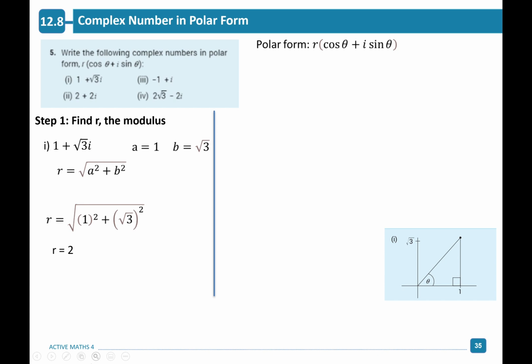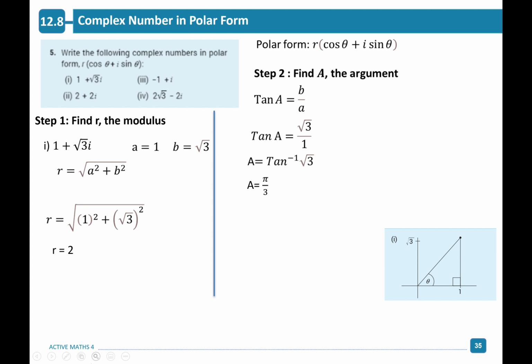We now need to find theta, the argument. To find the argument, we find tan of a is equal to b over a. Substitute in our values for b and a. This gives us tan of a is equal to root 3 over 1. To find a, our argument, we find inverse tan of root 3. A is pi over 3. Please note that your angle of the argument is always written in radians.